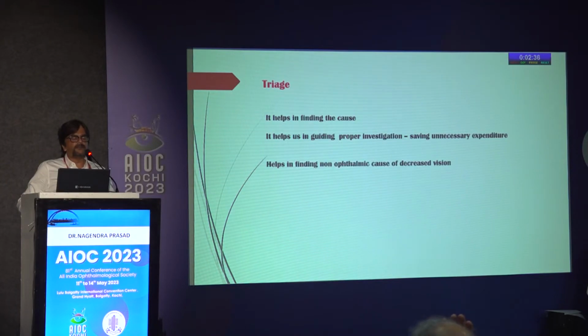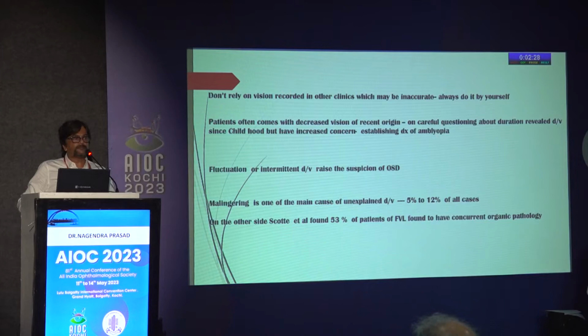It helps in finding the cause, guiding proper investigation, saving unnecessary expenditure, and finding non-organic causes of the decreased vision. So once a patient comes to your clinic, don't rely on the vision recorded in other clinics, which may be inaccurate. Always do it yourself. A patient often comes with decreased vision of recent origin, but careful questioning about the duration reveals diminution of vision since childhood, with increased concern recently. So establishing the diagnosis of amblyopia can help direct investigation accordingly.